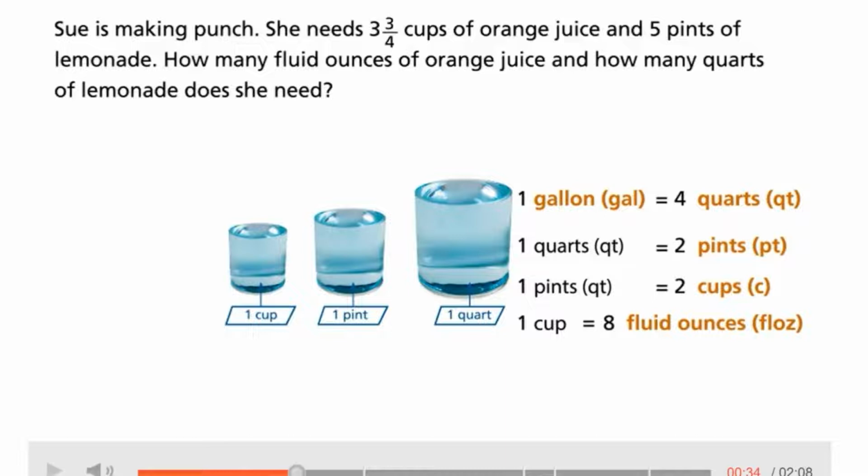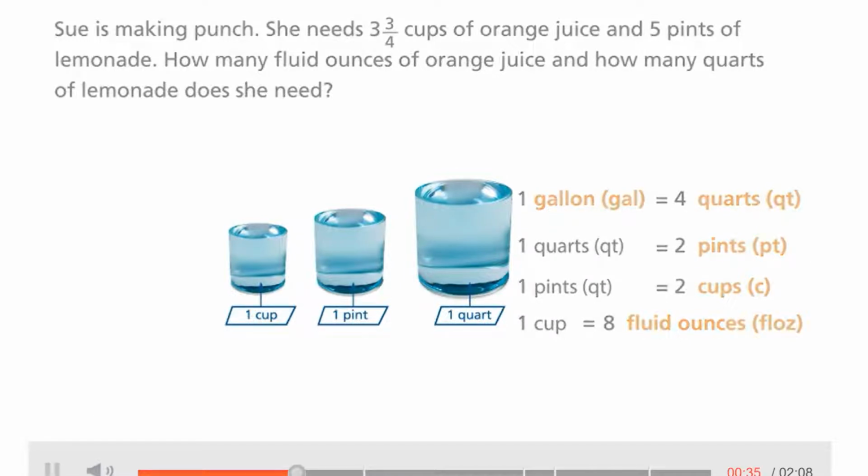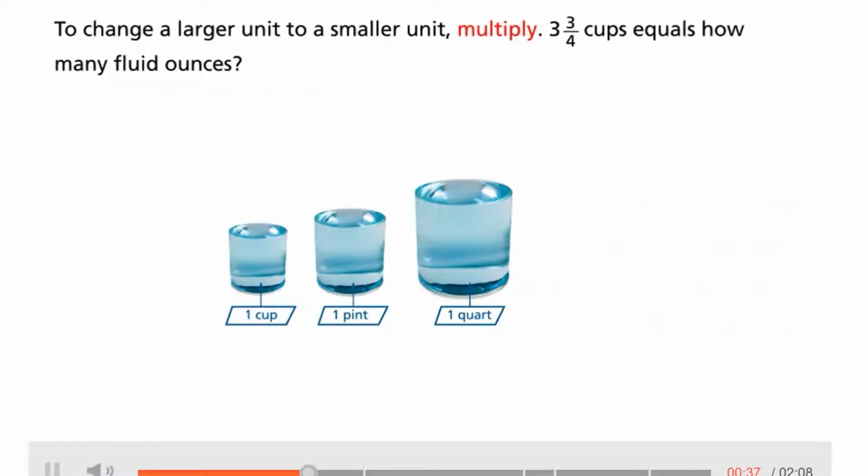Okay, before we move on, I want you to stop and take a look at these measurement conversions. So 1 gallon is equal to 4 quarts. 1 quart is equal to 2 pints. 1 pint is equal to 2 cups. And 1 cup is equal to 8 fluid ounces. To change a larger unit to a smaller unit, multiply.